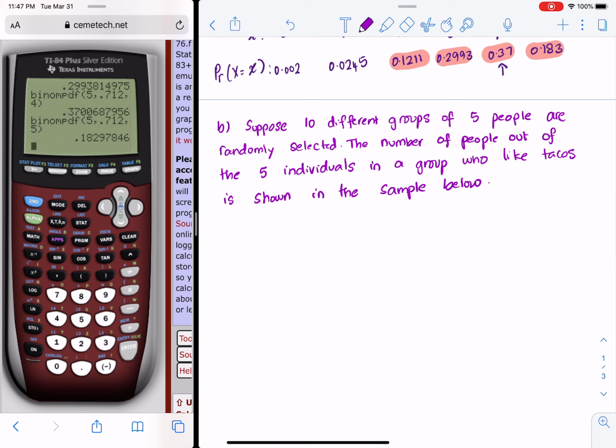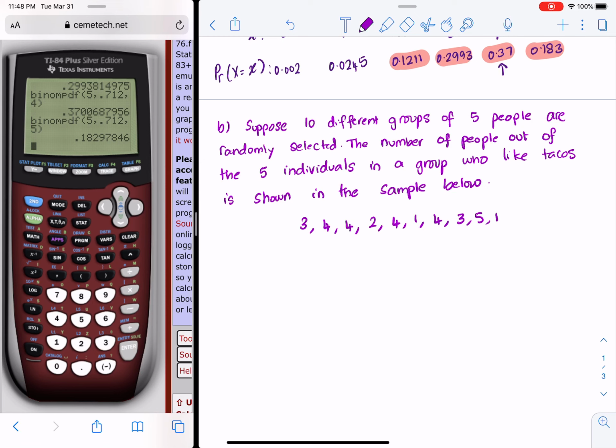So we go around and collect or observe 10 different groups of 5 people each, and we would like to know the number of people out of the 5 individuals in a group who like tacos, and this is the information we collected. In the first group there were 3 people, second there were 4, third there were 4, fourth 2, fifth 4, 1, 4, 3, 5, and 1. So those are the 10 groups, and this is what I've found.